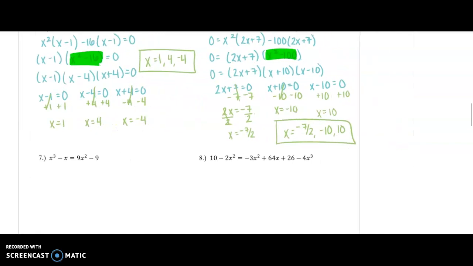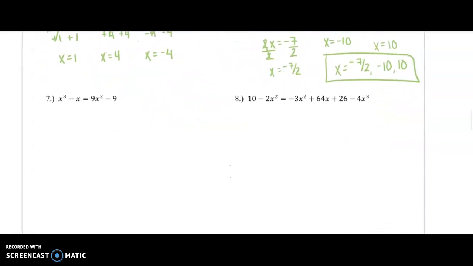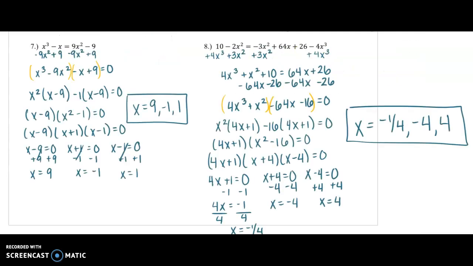Okay, so for number 7 and 8, first make sure you are getting everything set to one side so that it's all equal to 0. And then I want you guys to go ahead and try these on your own, and you're going to check my answers in just a minute. Okay, so here is the work for number 7 and 8. If I were you, I'd probably pause this at some point to be able to actually look through my work and check to make sure that you did everything that I did as well. But this is the work for them.